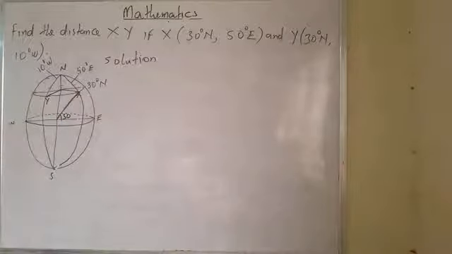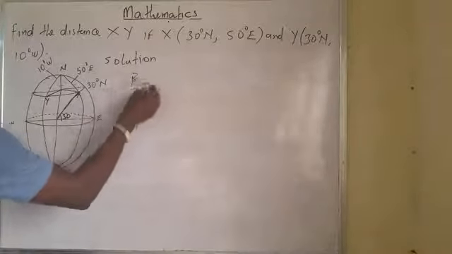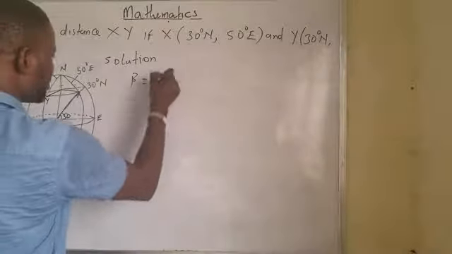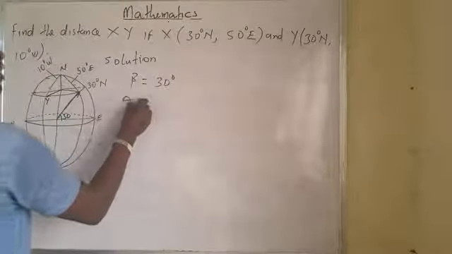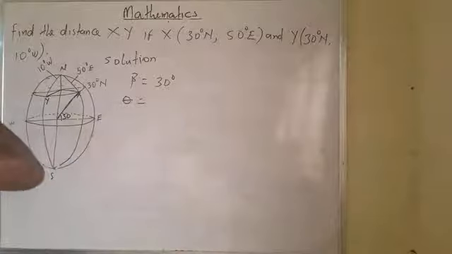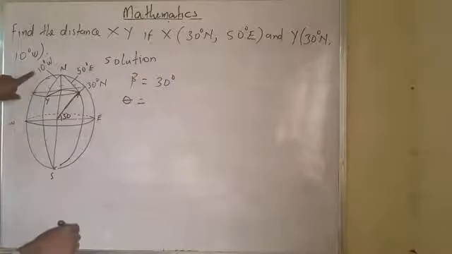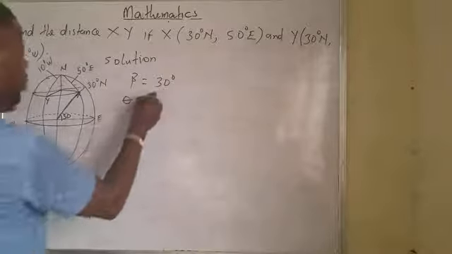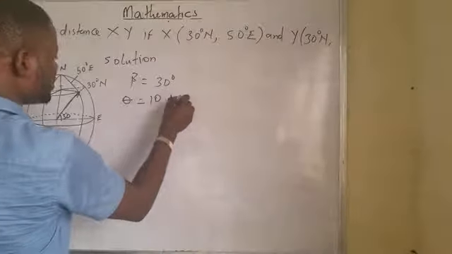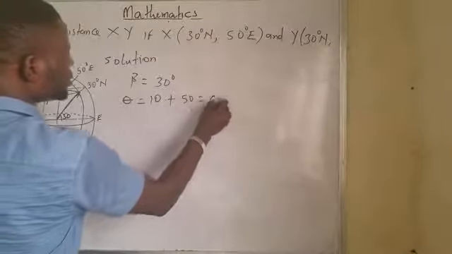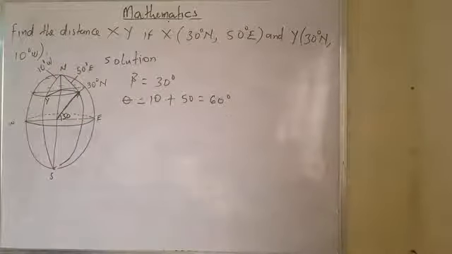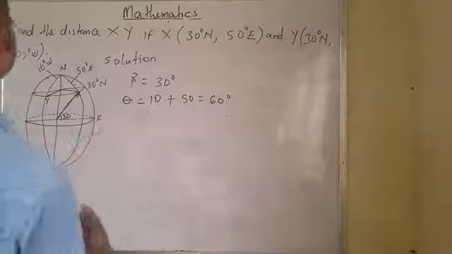Now, the next thing I will do, it means my beta equals 30 degrees. My theta will be equal to what? They are different, east and west, so 10 plus 50, which equals 60 degrees. Take note of that. 60 degrees. If they are both east or both west, you will be on that side.